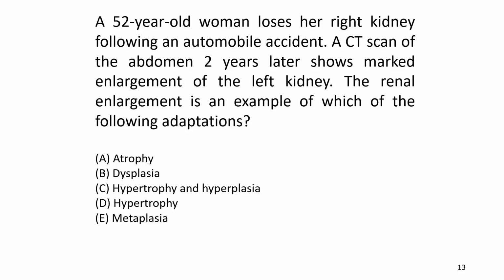A 52-year-old woman loses her right kidney following an automobile accident. A CT scan of the abdomen 2 years later shows marked enlargement of the left kidney. The renal enlargement is an example of which of the following adaptations? So when we're talking about kidney tissue that is not terminally differentiated, the correct answer would be hypertrophy and hyperplasia.